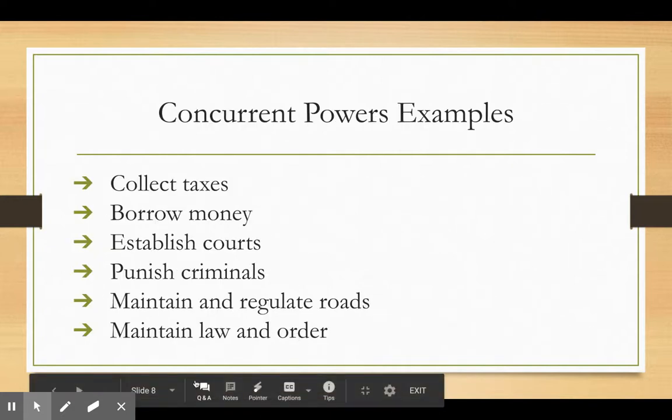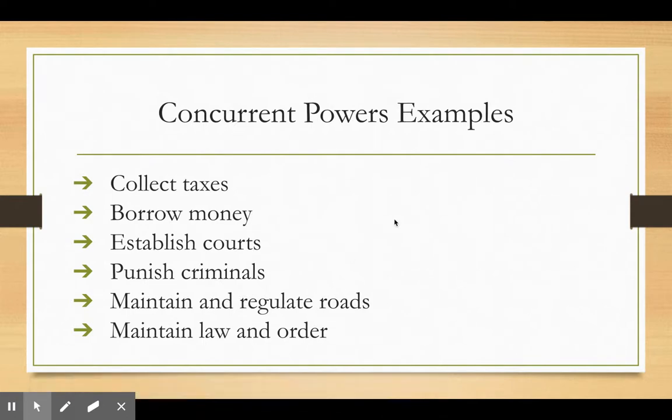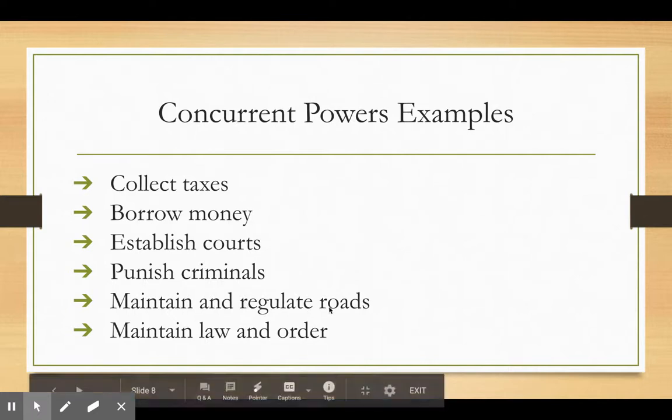Collect taxes. I think I already said that already, but anyway, the state government taxes you and the federal government taxes you. Maintain, regulate roads, maintain law and order. You have state police and you have federal police, the FBI, things like that. So those are some shared responsibilities, some shared powers between the state and federal government. And that's it for today. Just wanted to recap those four words for you so you really understand those differences between those terms.